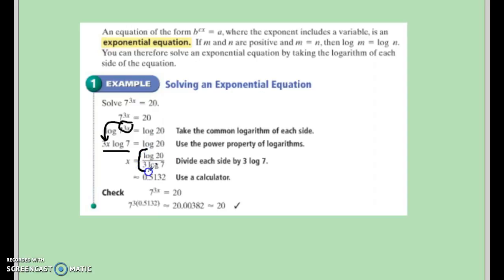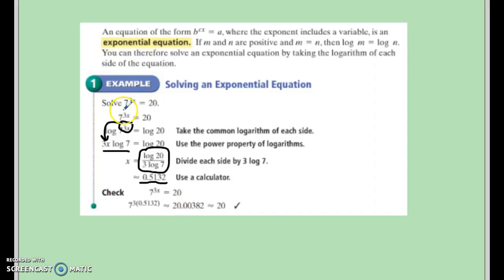This is something I can just put in my calculator, because they're all just numbers and values. So I use my calculator, and I solve, and it's approximately 0.5132. And so then I can put this number back in for my x, and actually use my calculator and solve it and double check my answer.